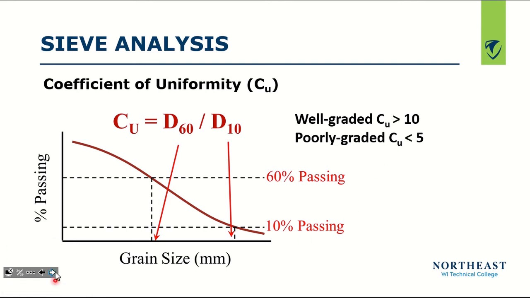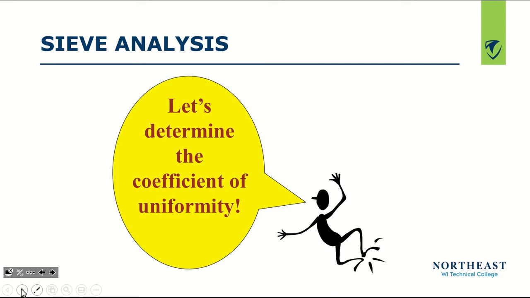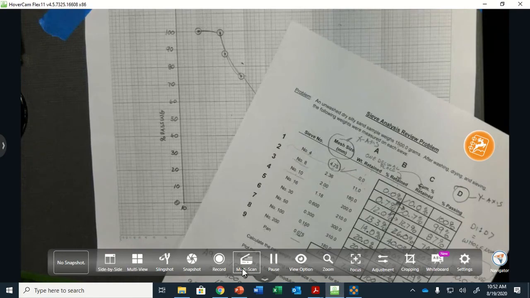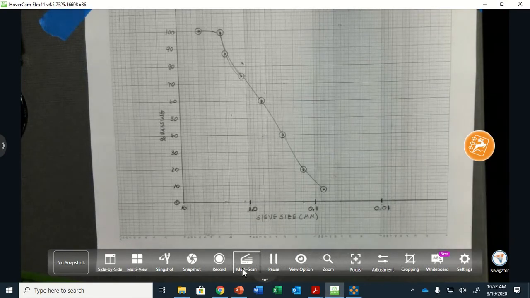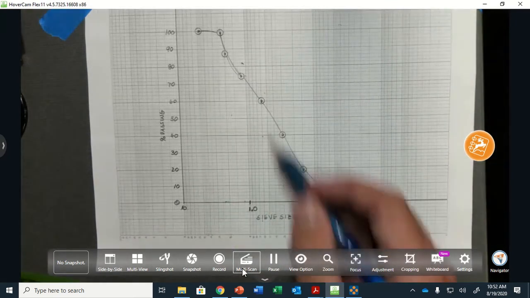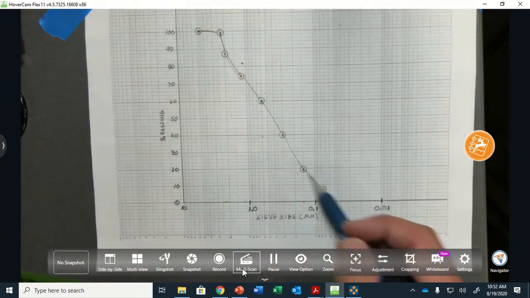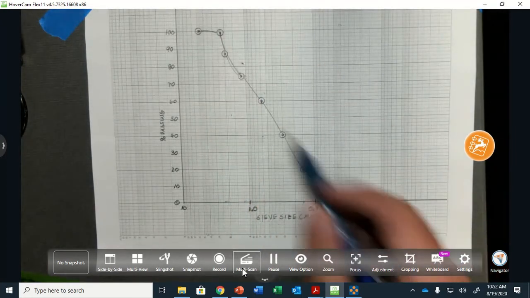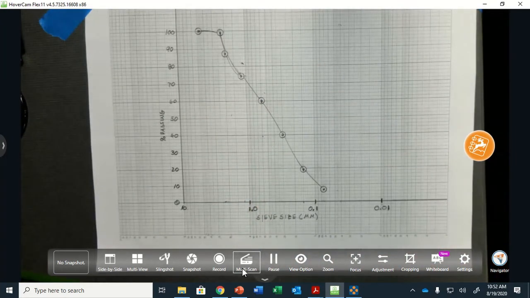Okay, so let's go back to our curve and calculate the coefficient of uniformity. If you look at this curve, it's definitely not gap graded. It doesn't do this like a slide. It's not well graded because it doesn't flatten around there. So most likely this is poorly graded.